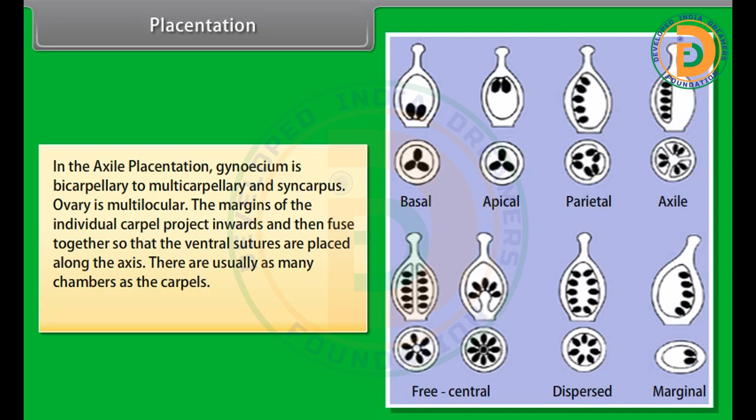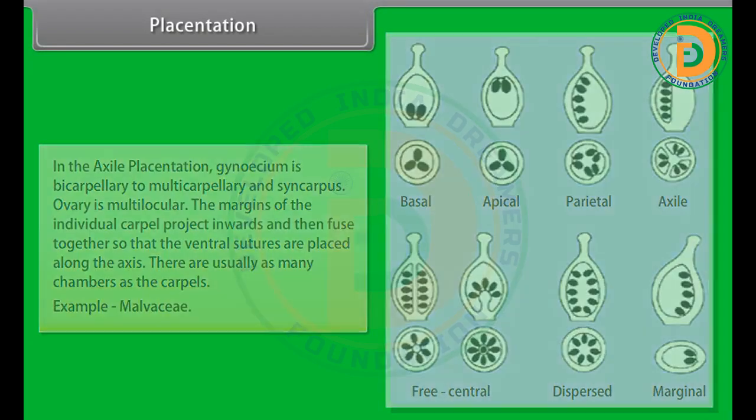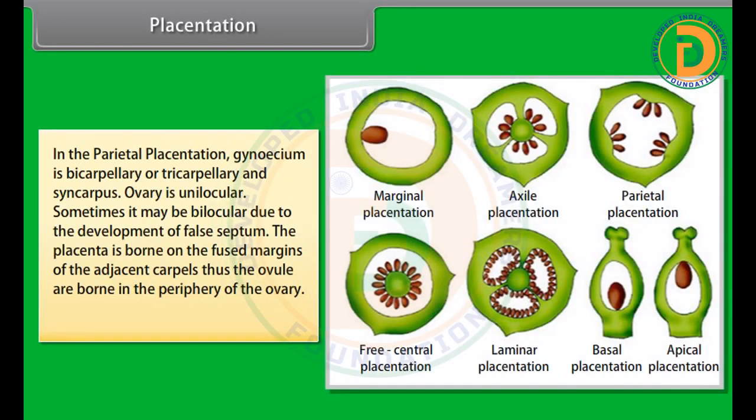Ovary is multilocular. The margins of the individual carpel project inwards and then fuse together so that the ventral sutures are placed along the axis. There are usually as many chambers as the carpels. Example, Malvaceae. In the parietal placentation, gynoecium is bicarpellary or tricarpellary and syncarpous.